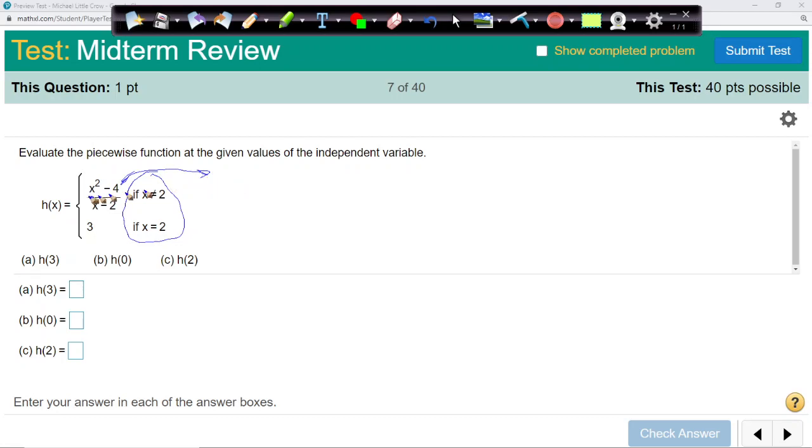And so again, we plug in 3 for each of the x's. 3 squared minus 4 over 3 minus 2. That's 9 minus 4 over 1. And so that's 5. That's our answer there.